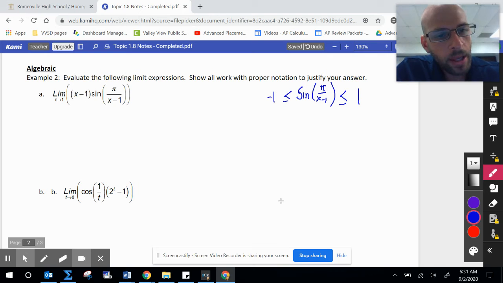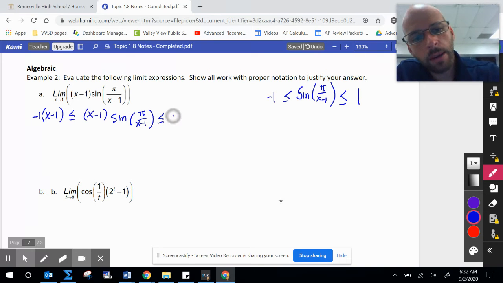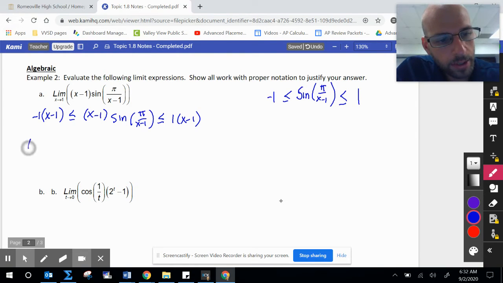So with that being said, I know the smallest it can be is going to be the -1 from the sine times the other piece of my expression, which in this case was x minus 1. That has to be less than or equal to the original piece, and I know that's going to be less than or equal to a positive 1 times the x minus 1, right? So I know that the original function that's inside the limit has to be sandwiched between those two values. So now all I'm going to do is take the limit as x approaches 0 of negative 1 times x minus 1.